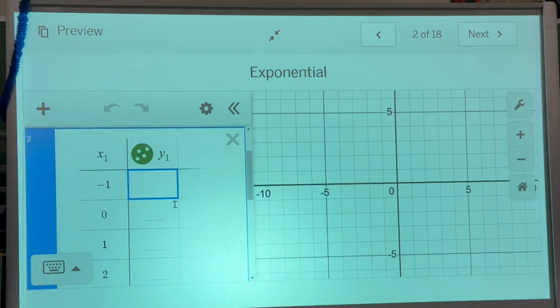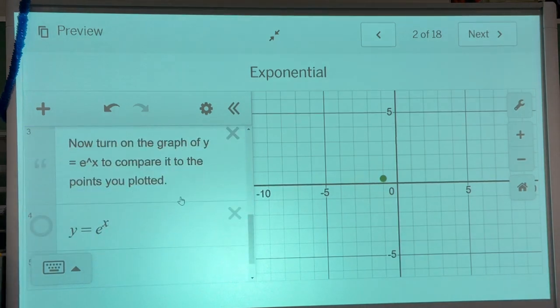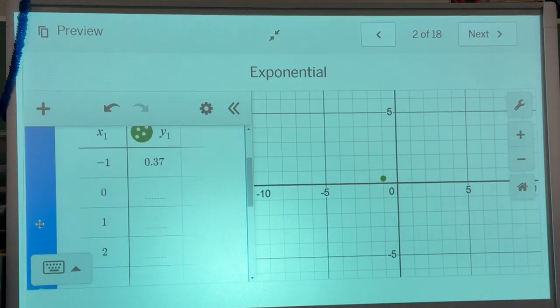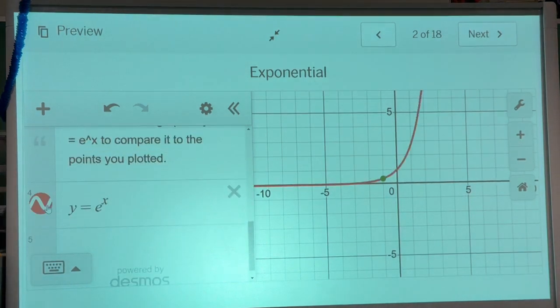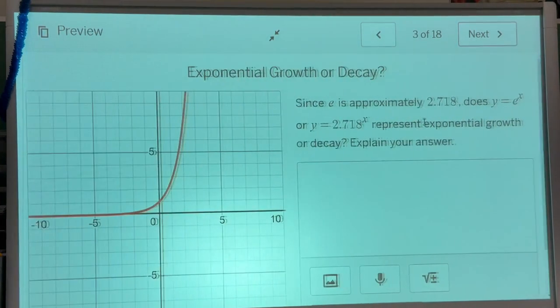e to the negative 1. I got 0.3678. So I'll call that maybe 37. e to the 0. Keep going. Fill it in. Now turn on the graph of y equals e to the x to compare it to your points that you plotted. So you'll turn this on. Your graph should go through the points that you plotted. Hey, what do you know? I got the first one right. You'll have the rest of them that'll be correct also.